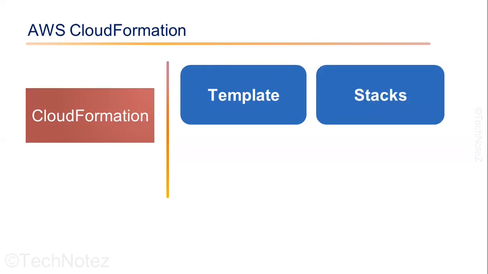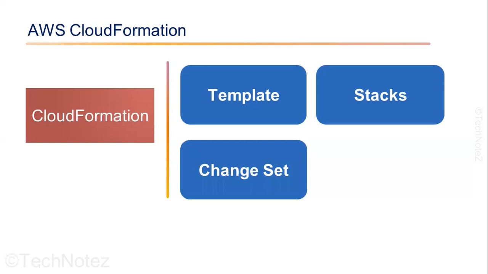Stack. CloudFormation stacks are sets of AWS resources that are created and managed together. A stack is created from a template and can be updated, deleted, or recreated as needed. Stacks enable you to manage your infrastructure as code and simplify resource management. You can also use CloudFormation stacks for rollback, which means you can revert to a previous version of your infrastructure if there are any issues with the current version.